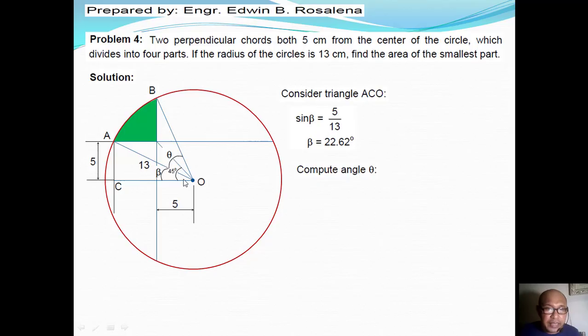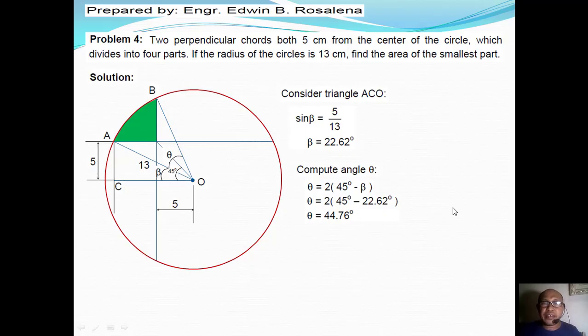So to compute for angle theta, have you noticed that this angle is half of theta? So notice that half of theta is 45 minus beta. So the angle theta is simply equal to twice of the difference 45 minus beta. So I have already beta. So angle theta is 44.76. So observe that we can now solve for the area of the sector because that is 1/2 r squared times the angle theta. How about this triangle? How will we solve it?